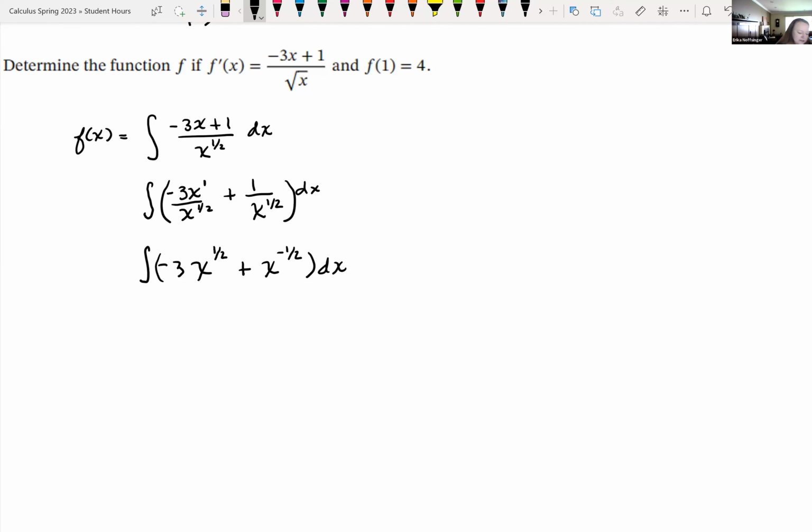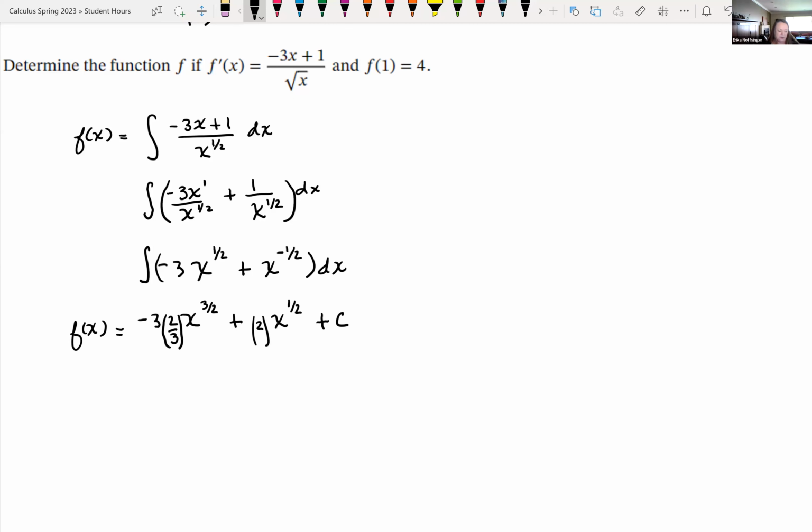And so for the antiderivative, we're just going to add 1 to our exponent. So let's keep -3 there. Adding 1 to 1/2, so 1/2 plus 2/2 is 3/2, times the reciprocal of our new denominator, so times 2/3. Plus, so adding 1 to -1/2, so -1/2 plus 2/2 is 1/2, times the reciprocal of 1/2, so times 2. Plus C. So we need to figure out what C is.